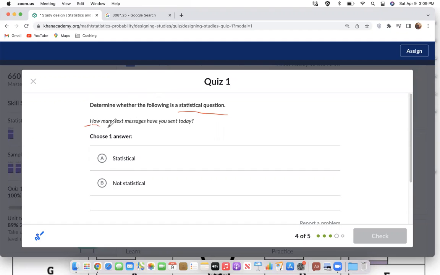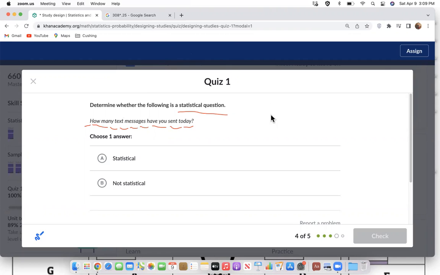So what I'm going to think about is how would I answer this question? If I wanted to answer this question, how many text messages have you sent today? And let's pretend it's me. I would go into my phone and count the number of text messages and there would be one answer. Let's say it's 15, right? So that is one answer. It's one number, and actually all I'm doing is just counting something. So that is not using statistics. With statistics, what they're saying is that you have to collect data with variability. You have to collect data with variability.